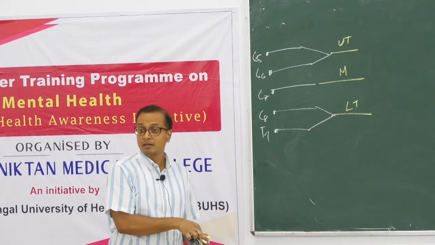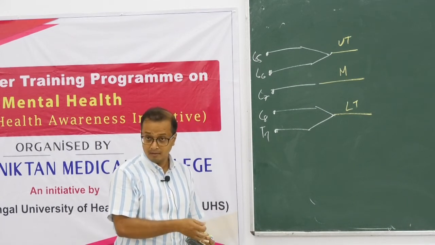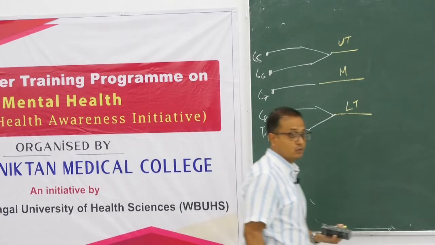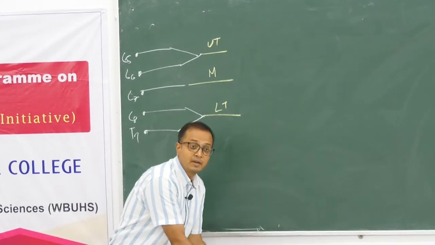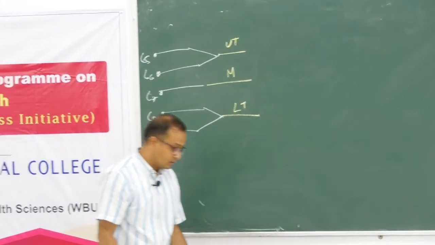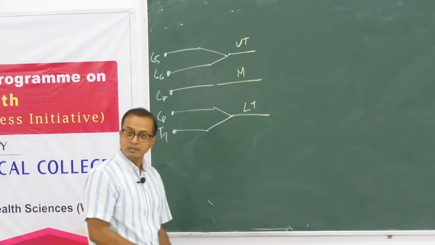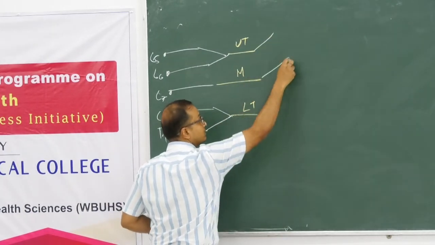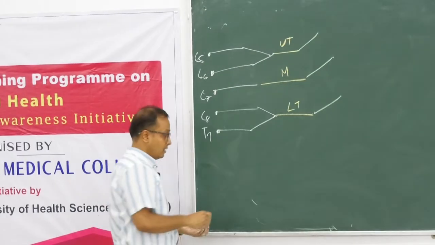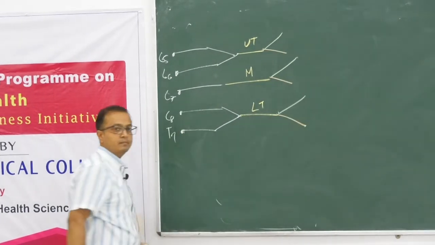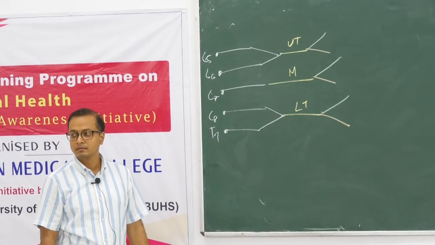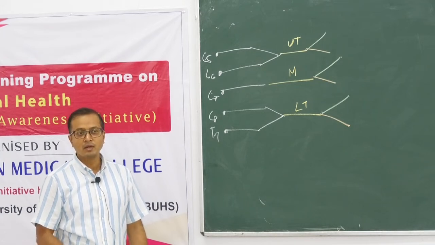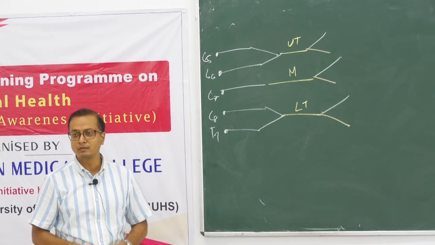So what happens with the trunk? It's going to split. It's going to divide. Each of these trunks is going to divide. What is it splitting into? Anterior division and posterior division. So you use two different colors for these two divisions. Anterior division, anterior division. Posterior division, posterior division. What happens after these divisions, the anterior divisions and the posterior divisions?